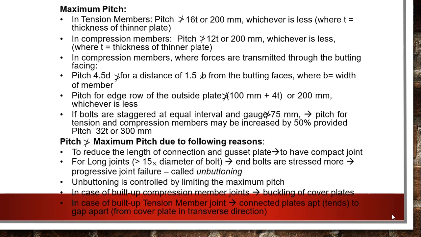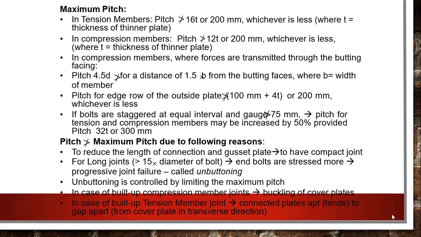So the maximum pitch specification is given in Indian Standard 800. For tension member, pitch should not be greater than 16 T or 200 mm, whichever is less, where T is the thickness of thinner plate. In compression member, pitch should not be greater than 12 T or 200 mm, whichever is less, where T is again the thickness of the thinner plate. In compression member, where forces are transmitted through the butting face, right?